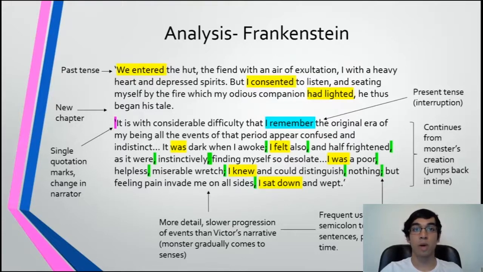That's because they're both narrating from events that take place in the future after they're telling their stories. However, we can see where Shelley's marked a transition between one story and the next in the blue highlight, where the present tense is being used in "I remember the original era of my being." A lot of writers use this just to show that the character is starting their story and it's a different story from the one that's been previously told.